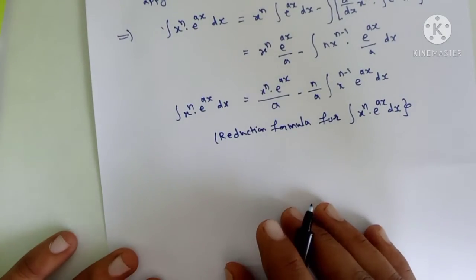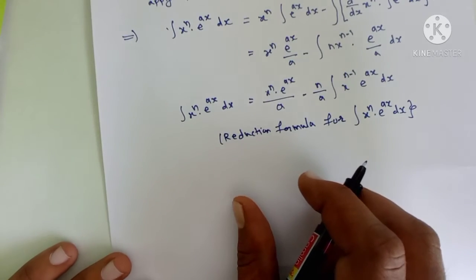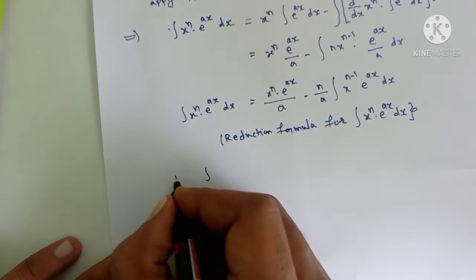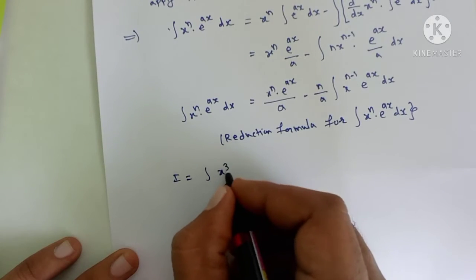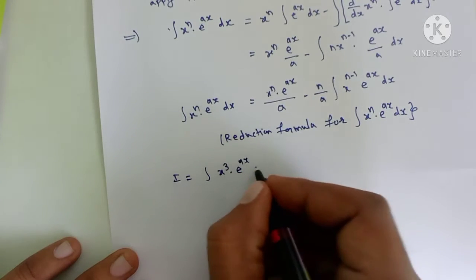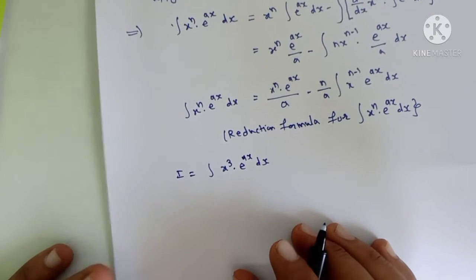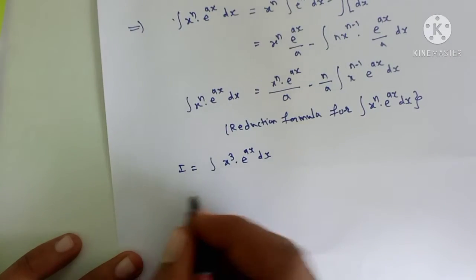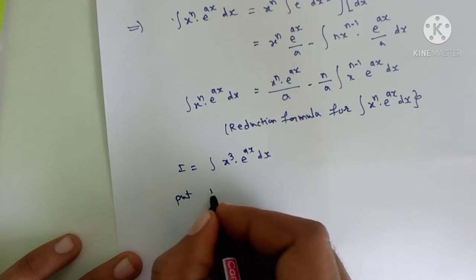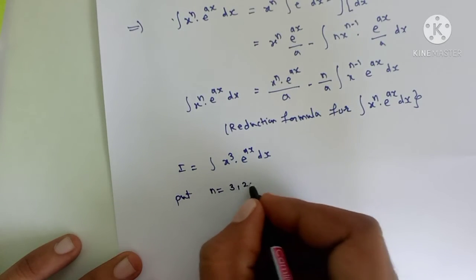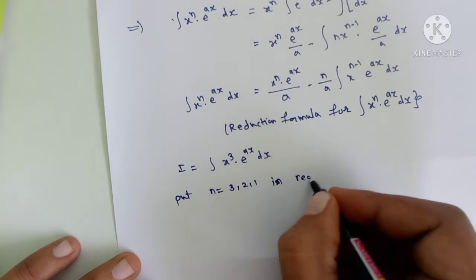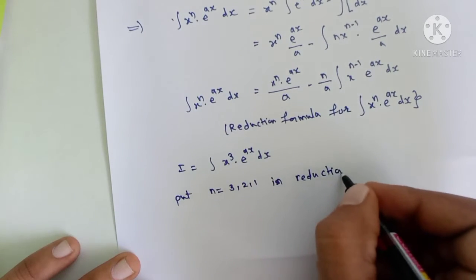Now let us solve by using this reduction formula. We have to find the integration of x cube into e raised to ax dx. Now put n is equal to 3, 2, 1 in the reduction formula.